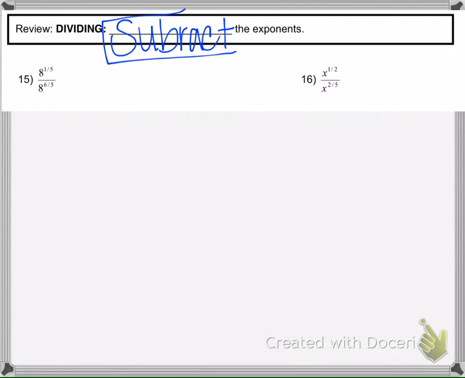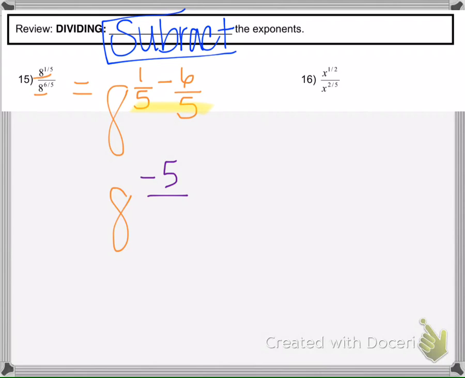Alright, so let's go ahead and try these here. So when the bases are the same, we keep it the same, and then we subtract 1/5 minus 6/5. Which again, that's really simple for us because the denominators are already the same here. So we'd have 1 minus 6 is negative 5/5. And then negative 5/5, negative 5 divided by 5 is negative 1. And whenever we have a negative exponent, it moves to the denominator. And 8 to the first power is just 8. So we get 1/8.